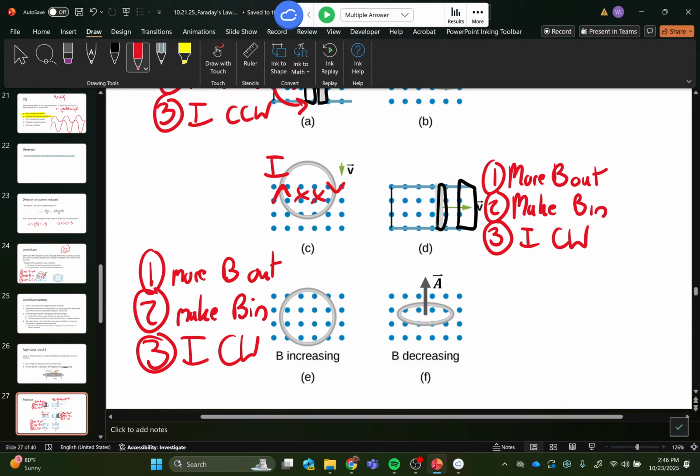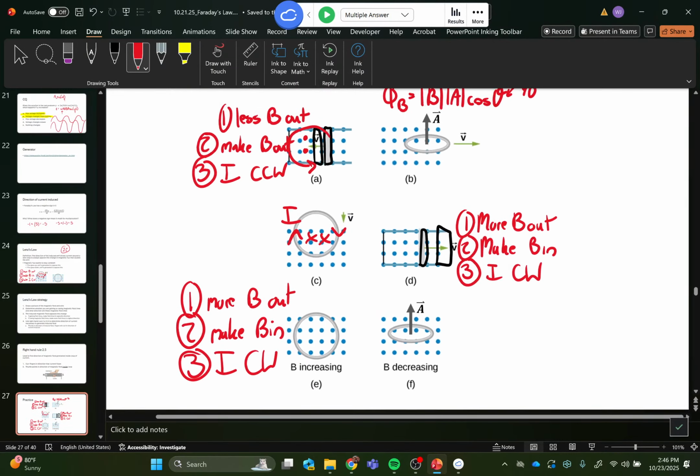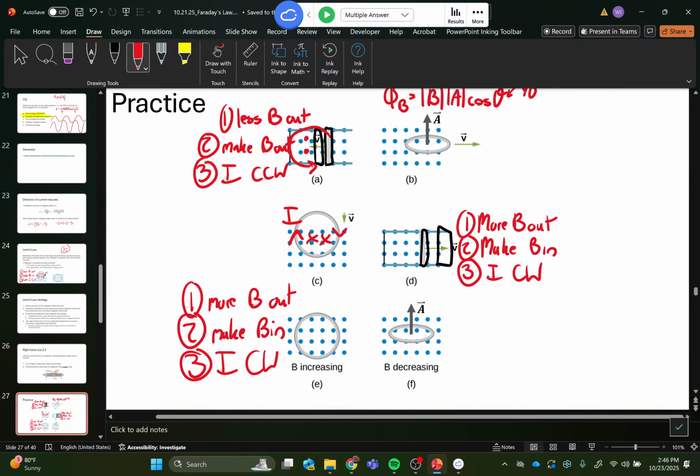All right, the next one is pretty simple. It's the same as before. My flux is 0. I don't care what's happening. I could increase B all I want. None of it's going through it in the first place. So what happens here? Nothing. Why? Because it starts with 0 flux. I don't care what you do to the field. It's not going through it at all.